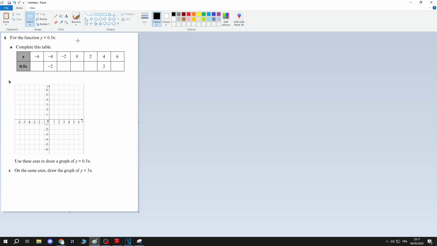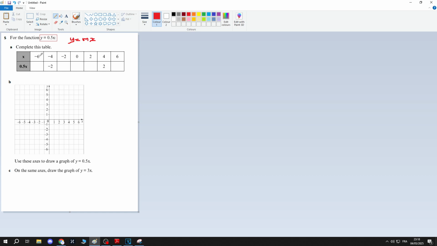We move on to question 5, and this time they gave us a new function. For the function y equals 0.5x, can you guess what form this function is? Well, if you said it's in the form of y equals mx, then you are definitely on the right path. And since it's in the form of y equals mx, therefore we know that it is a linear function. So they told us to fill in the table, to complete the table. Very easy stuff. We just replaced the x with the number they gave us.